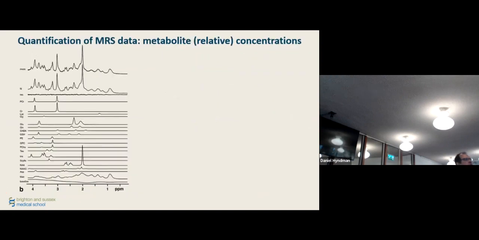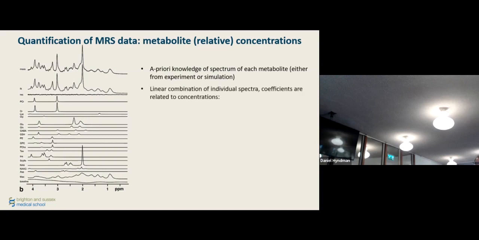Quantification, and that will be the last topic that I will talk to you about today. We already alluded to the fact that the measured spectrum is essentially a superposition of all of the individual spectral contributions from the various metabolites that we measure. So if we have a priori knowledge of what the spectrum of each metabolite looks like and the conditions of their acquisition, same sequence, same echo time, the same everything, then we can come up with a model.